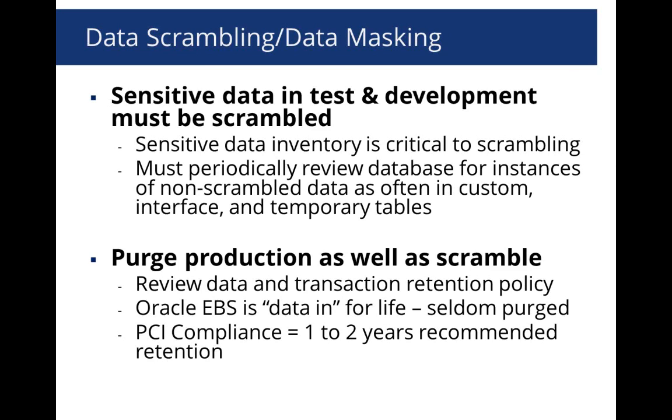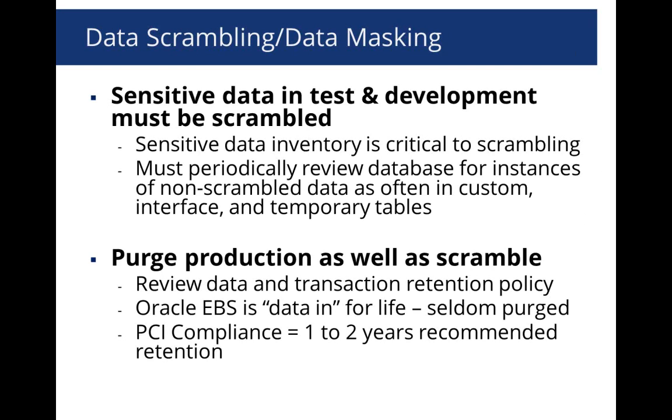You should also be checking periodically that you've actually gotten all the data elements you need to scramble. We see that quite often: the company's got maybe 80 items on their scrambling list, then when you do the search, you find another 20 columns that actually have sensitive data.